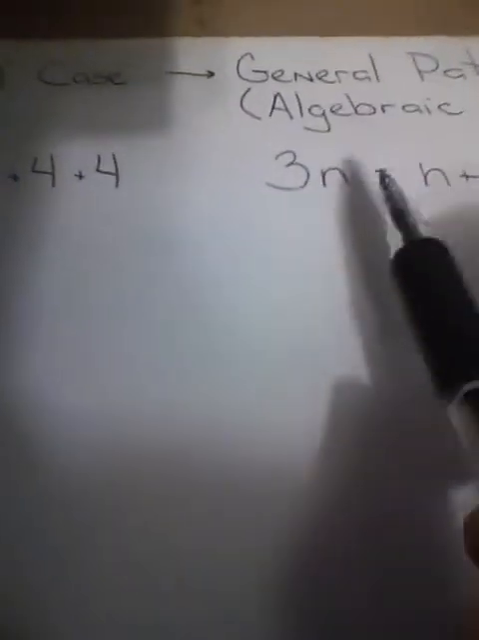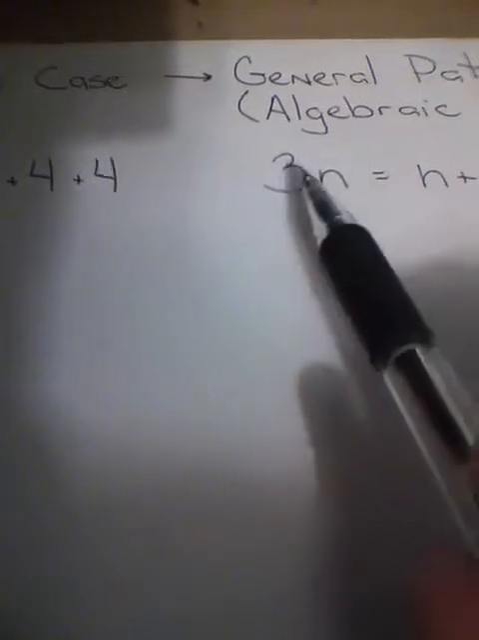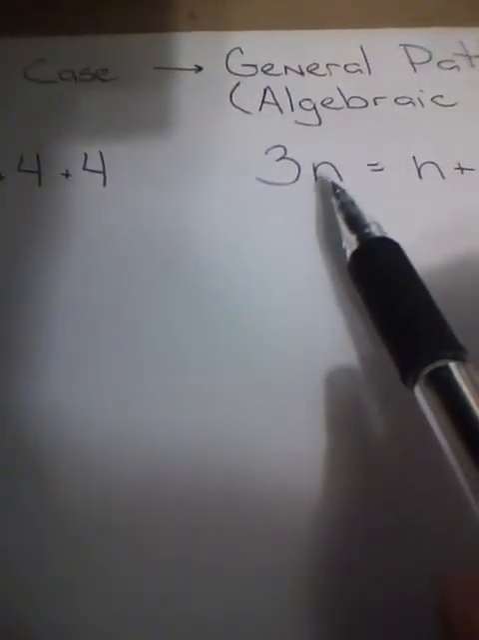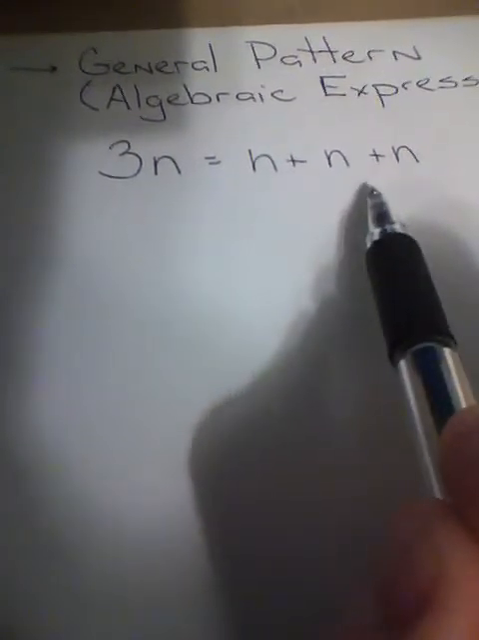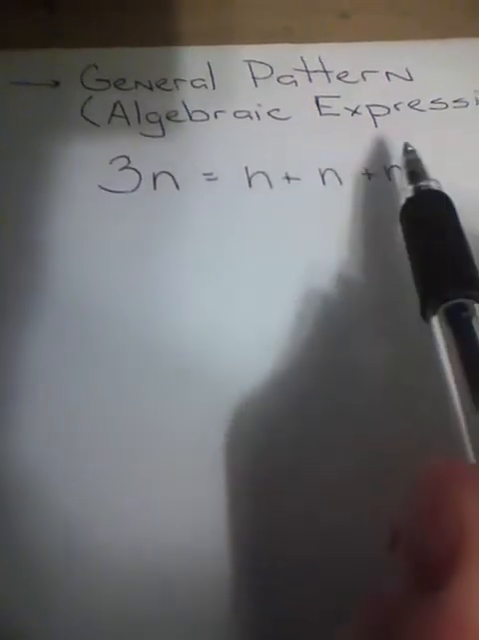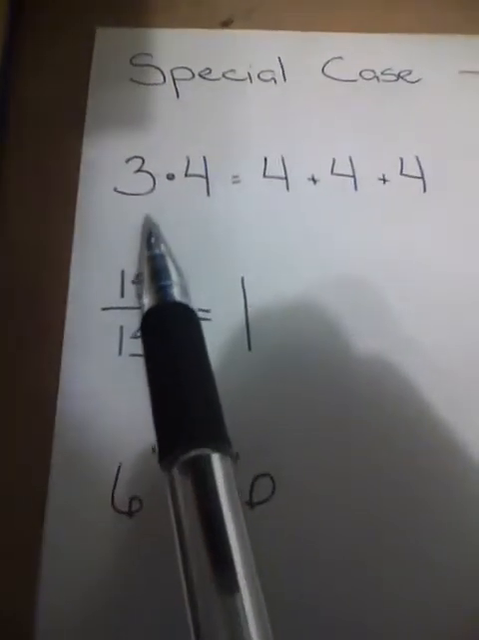Now notice there's no operation sign in between the 3 and the n. All that means is I'm taking the variable n and putting it together 3 times, or multiplying 3 times the variable n. Now that is the same as n plus n plus n. So I can plug any number in here. Let's try 5. I think we all know that 3 times 5 is equal to 15. Now, because I know that n is equal to 5, I go over here and I plug in 5 here. 5 plus 5 plus 5. 5 plus 5 is 10, plus 5 is 15. So that becomes my algebraic expression for this special case.